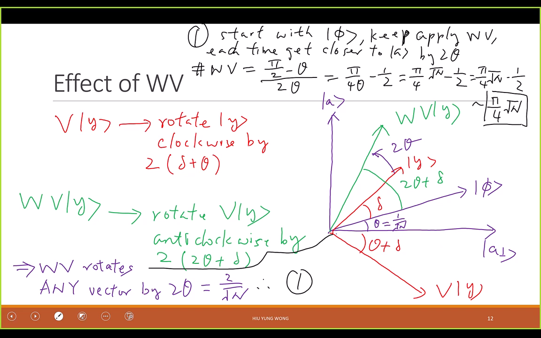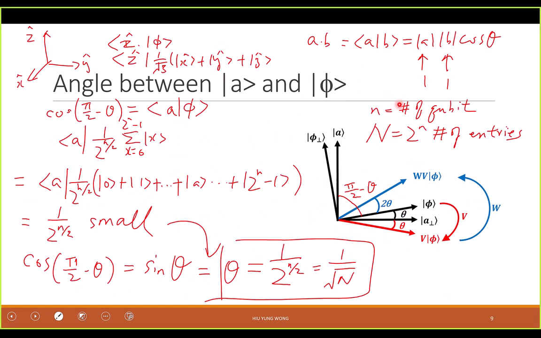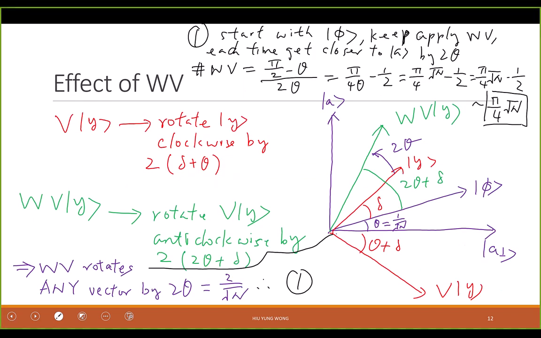Capital N is the number of entries we need to search. Small n, so this is a little confusing, is the number of qubits. So 2 to the power n equals capital N.